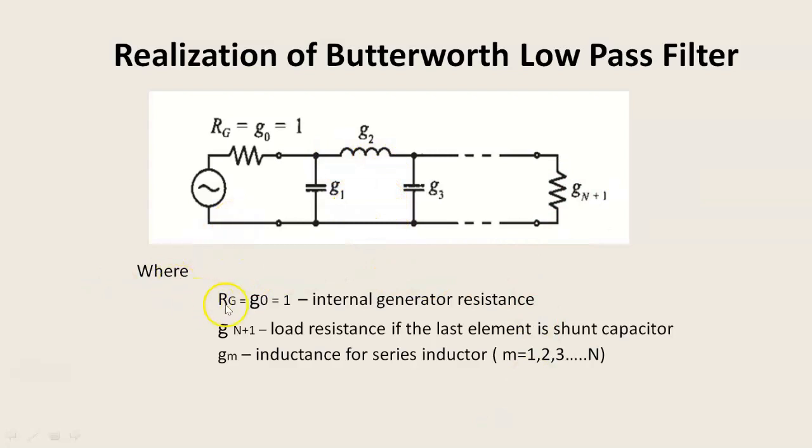From this figure, Rg equal to G0 equal to 1 is the internal generator resistance. Gn plus 1 is the load resistance if the last element is a shunt capacitor. Then Gm is an inductance for a series inductor. The m value goes from 1 up to n. N is the order of the filter.